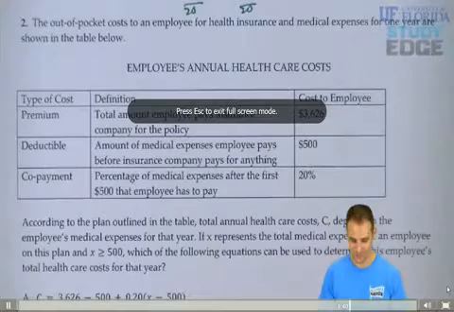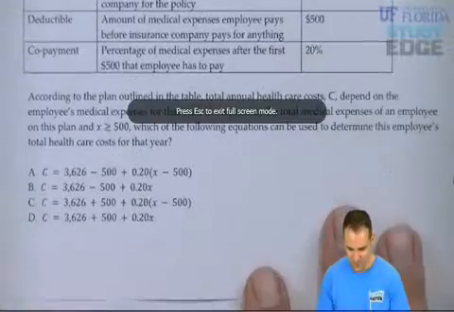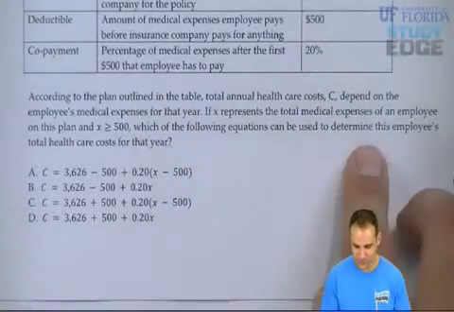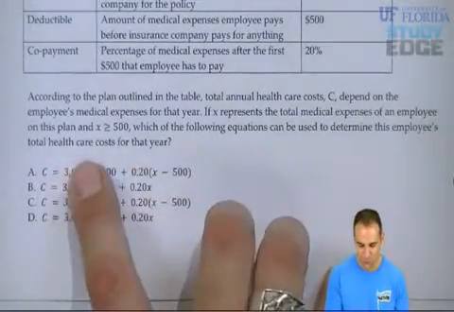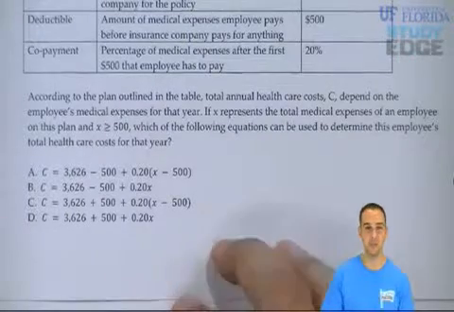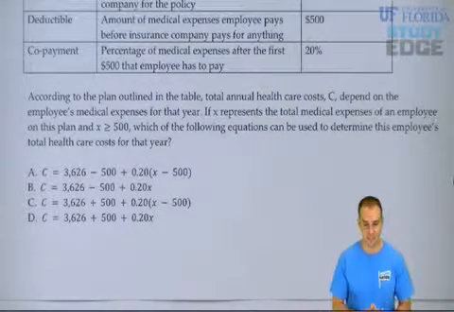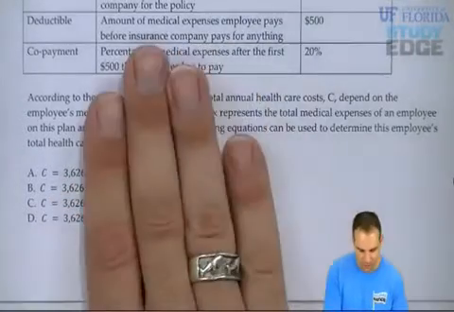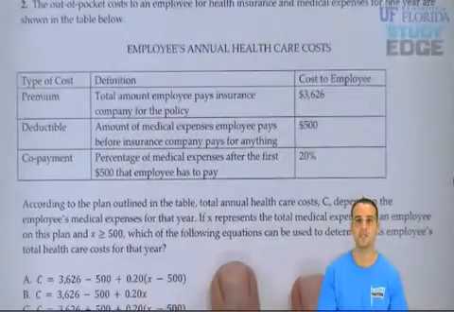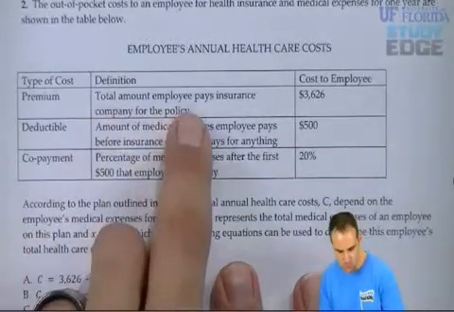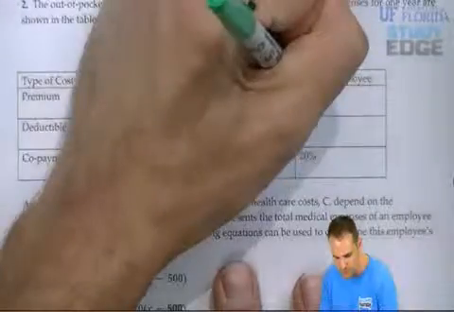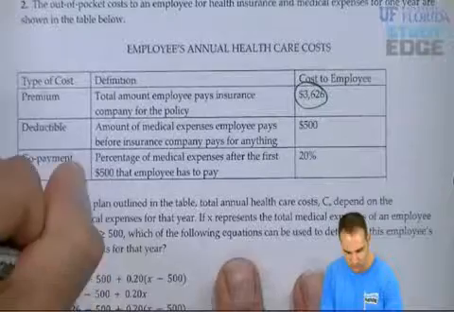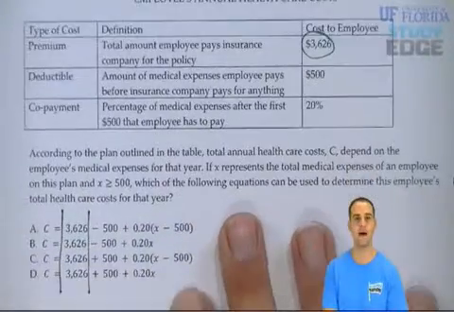Okay, so this question's asking you in the end, which of the following equations can be used to determine the employee's total healthcare costs for that year? So let's see what is different once again. If you notice, they all have 3,626. They all have the same thing here. So what does that mean? It says the total amount an employee pays. So we know they pay 3,626, and that's all right here that I don't have to worry about.